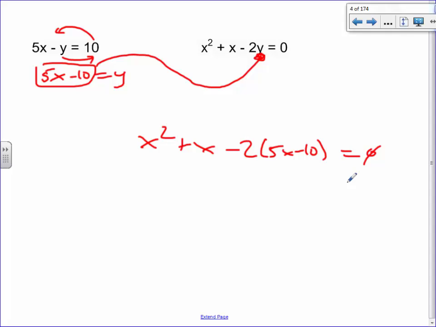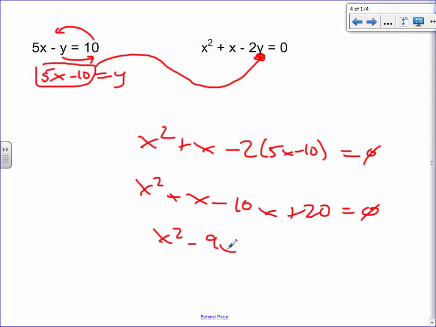This is a slight knot in the rope. It's not a huge one, right? It's not massive, but I still have to undo it, right? So you're going to have x squared plus x minus 10x plus 20 equals 0. Combine like terms, x squared minus 9x plus 20 equals 0.